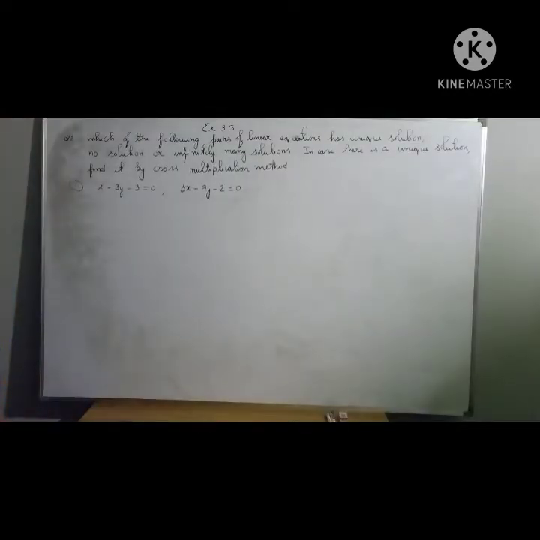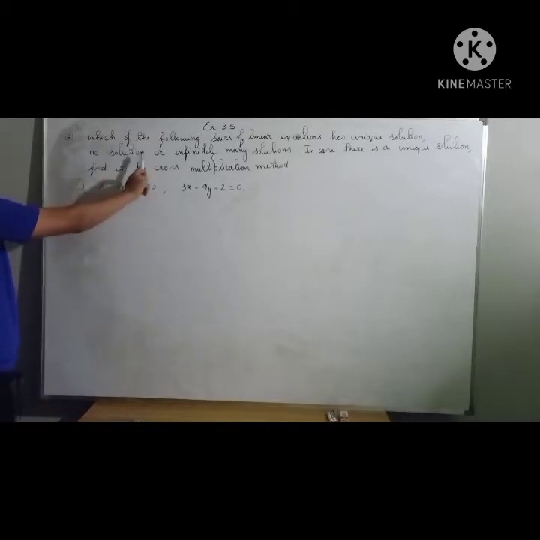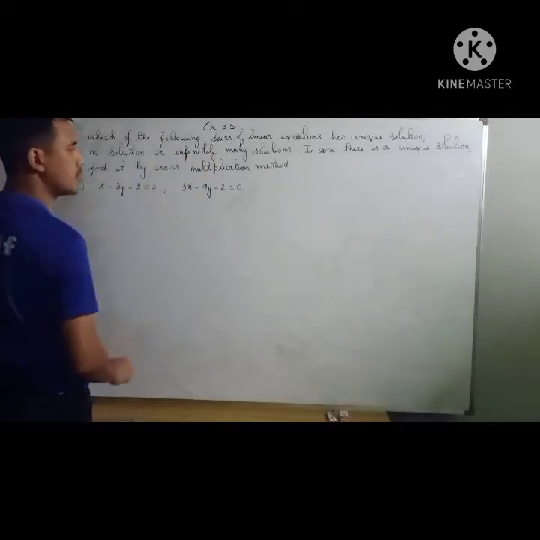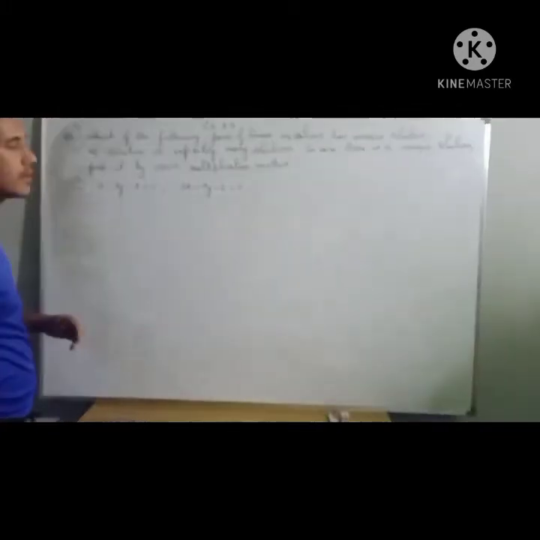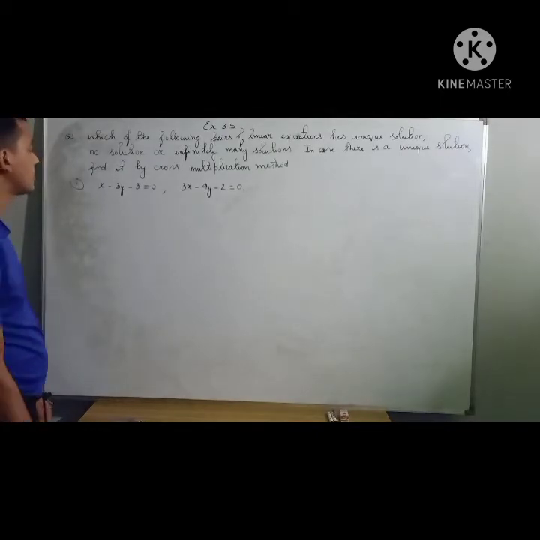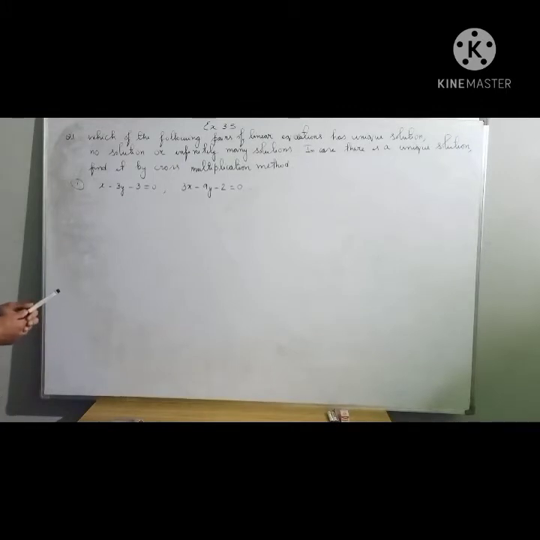In this video, I'm going to discuss NCERT Math Exercise 3.5. Okay. Now, in the first question, number one: which of the following pairs of linear equations has unique solution, no solution, or infinitely many solutions? In case there is a unique solution, find it by cross multiplication method. So this is the first pair of given equations.